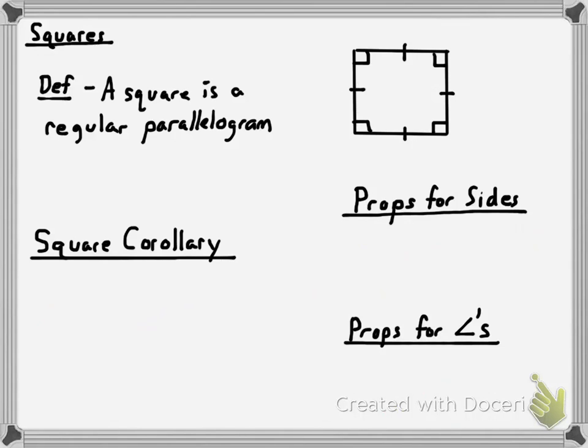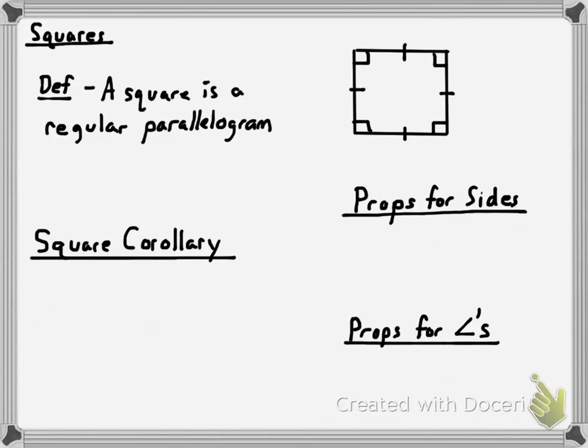I really like the corollary for this one a little bit better than the other two. It's more fun to think about. Now, a square is equilateral, right? Didn't we say that any quadrilateral that's equilateral is a rhombus? So a square is a rhombus. A square is also equiangular. We said that any quadrilateral that is equiangular is a rectangle. So isn't a square a rectangle then?